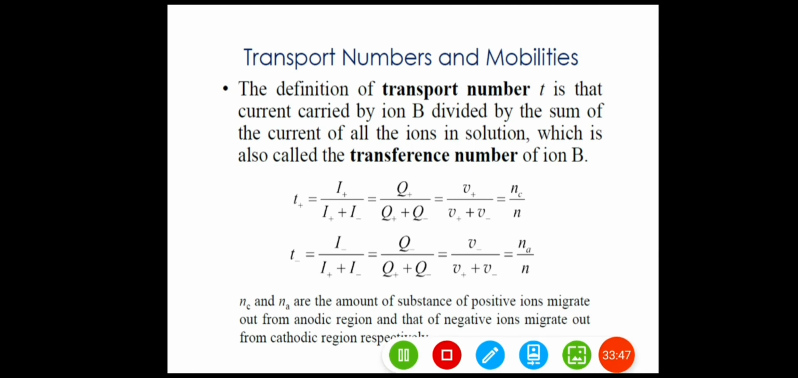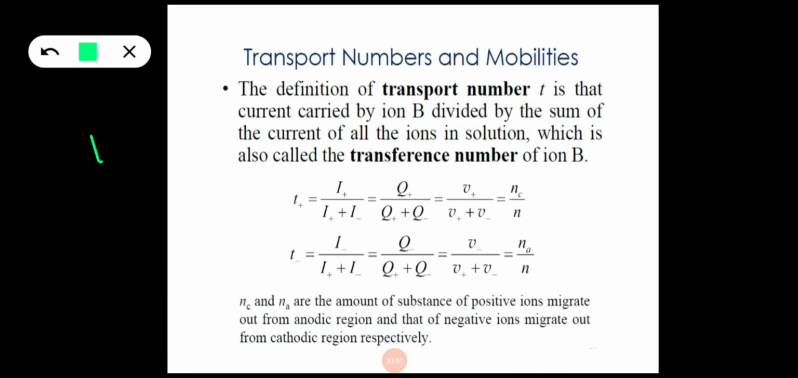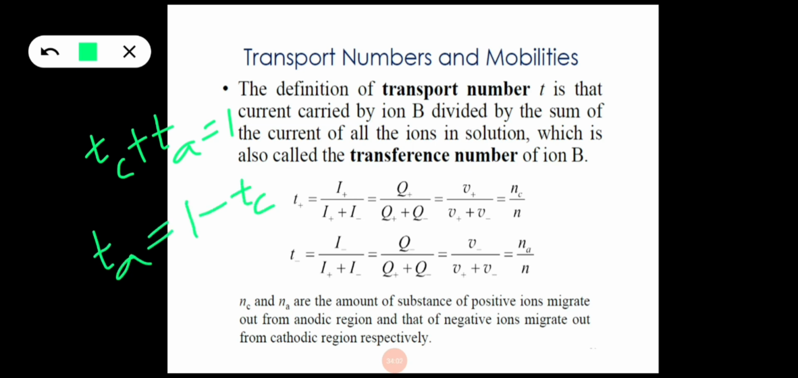So if we know the transport number of one of the ions, we can determine the transport number of the other ion. Because if transport number of cation plus transport number of anion is equal to 1, and we know the transport number of cation, the anion transport number is given as 1 minus transport number of cation. So for one compartment or for one ion, you determine the change in the concentration and substitute in this equation, we will get transport number of cation. And the other ion's transport number can be calculated in this way.